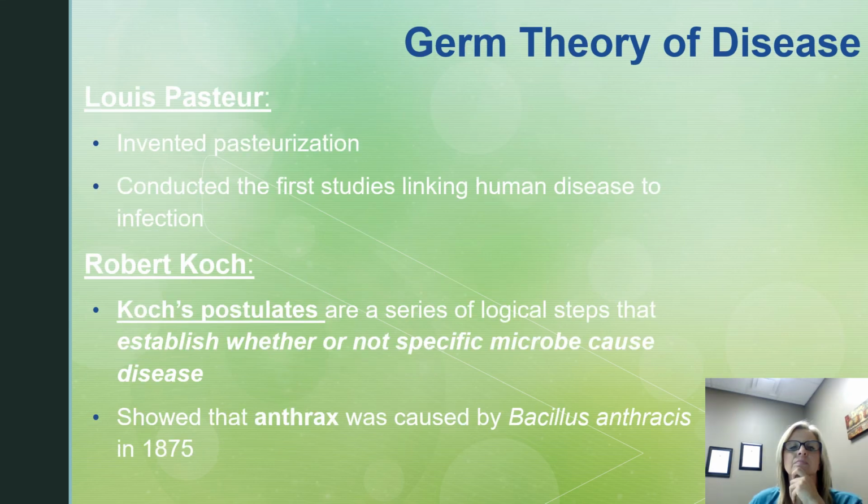All right, so Pasteur invented the process of pasteurization and conducted some of the first studies that helped link disease to microbes. And then Robert Koch, you're going to find, is very important. He gave us Koch's postulates, which is a series of logical steps that show a specific germ causes a specific disease. He did this studying Bacillus anthracis, which was actually anthrax, back in 1875.